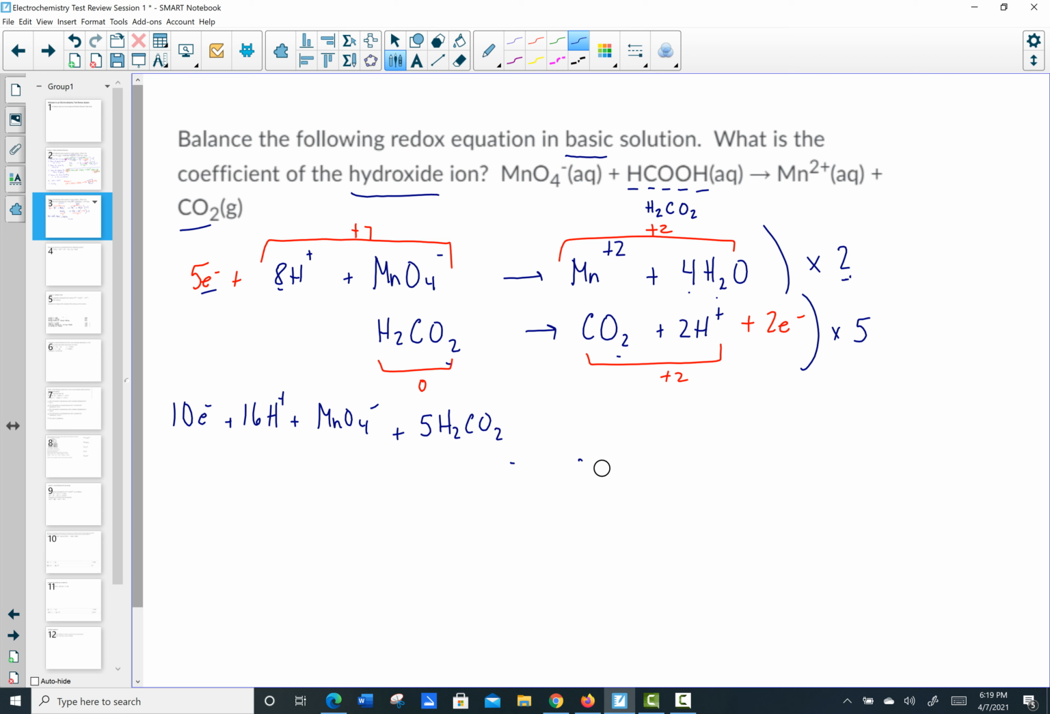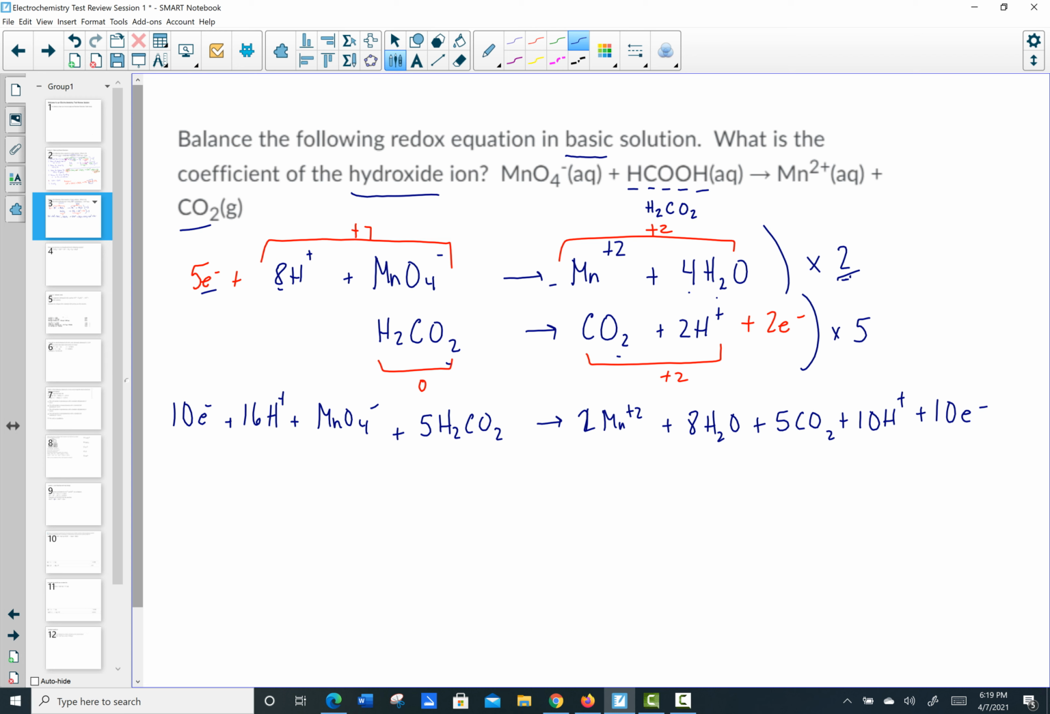H2CO2. There's both sides added together and distributing the coefficients. Let's do the right side next. 2 times 1 is 1. 2 times 1 is 2 Mn plus 2s. 2 times 4 is 8 waters. We'll go down to the second half. 5 times 1 is 5 carbon dioxides, giving us 10 hydrogen ions and 10 electrons.